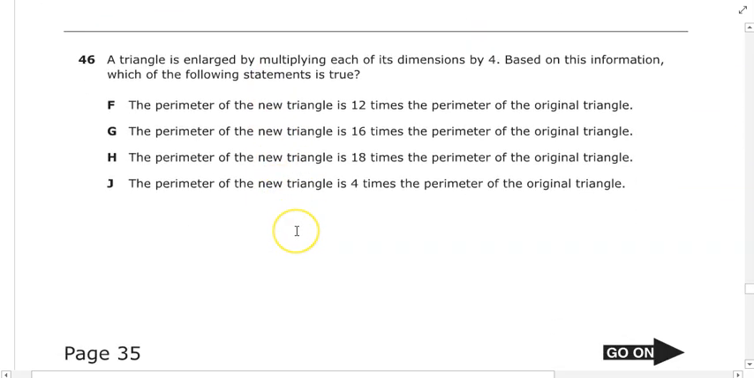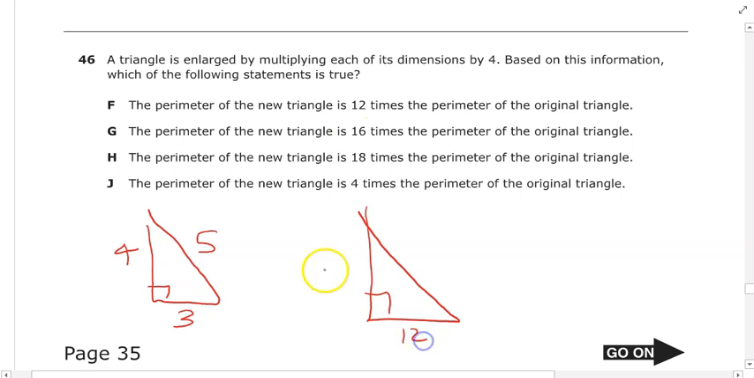All right. Question 46. A triangle is enlarged by multiplying each of its dimensions by 4. Based on this information, which of the statements is true? So you take a triangle, doesn't really matter. I'm going to just draw an easy one, like a 3, 4, 5 right triangle. And we take all the dimensions and we multiply them by 4. So 4 times is 12, 16, and 20. Let's look at the statement and see which one is true.